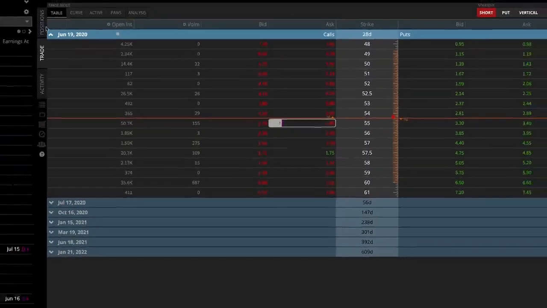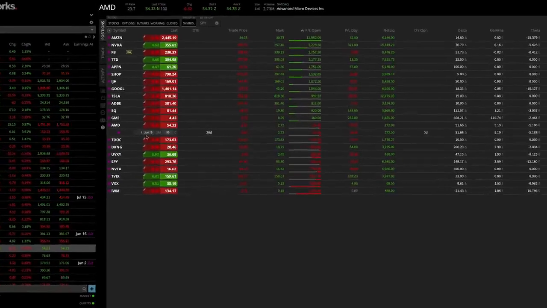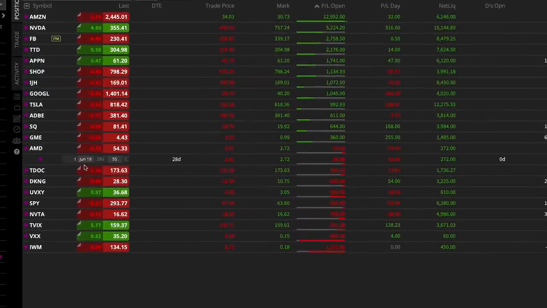So let's take a look at this on the positions tab. If I go to AMD, now it says my position in AMD is I own 1 June option with 28 days to go. The strike price is 55 and it is a call. My trade price, we can see right here, it says trade price. My trade price is $291. Ooh, and the option price has fallen to $274. So I'm currently down $17 on this trade.